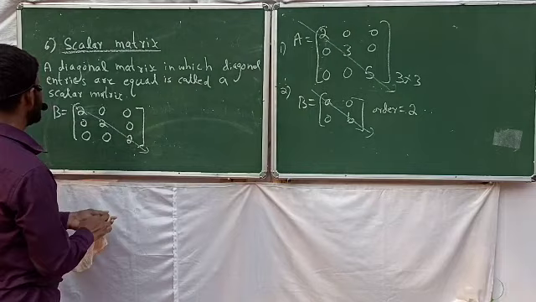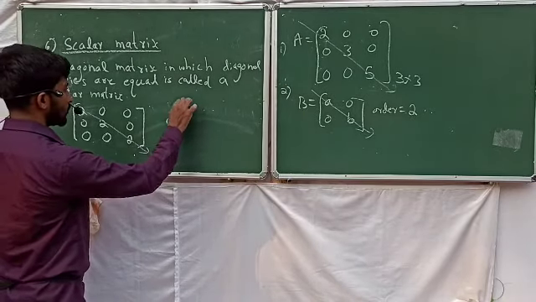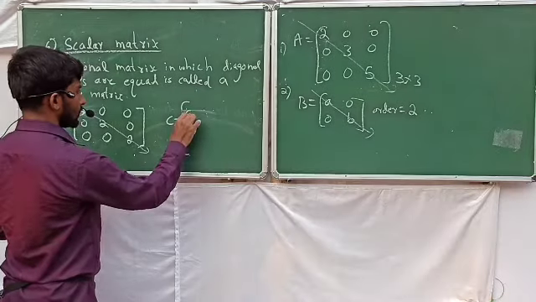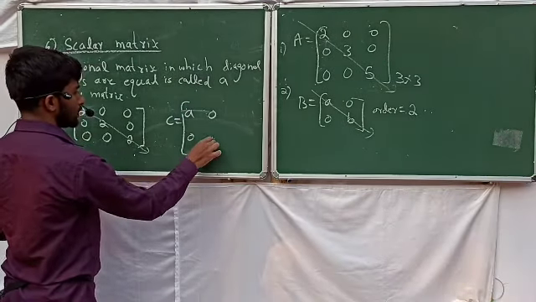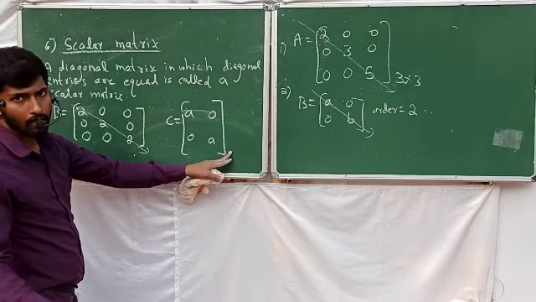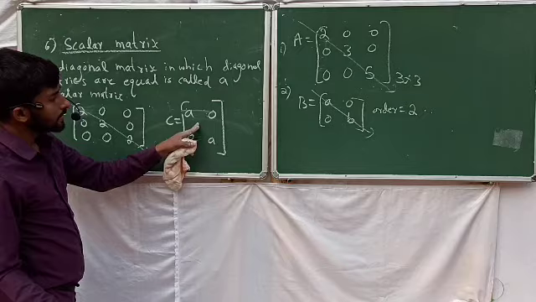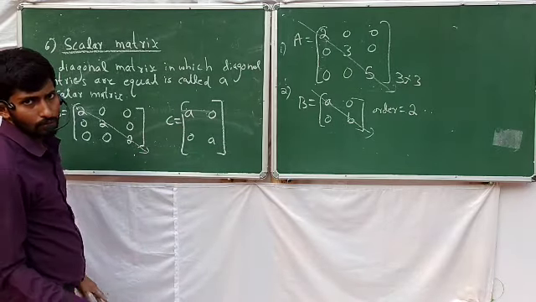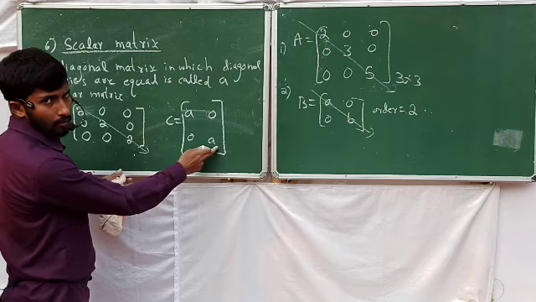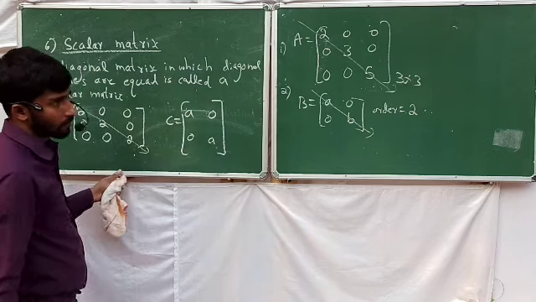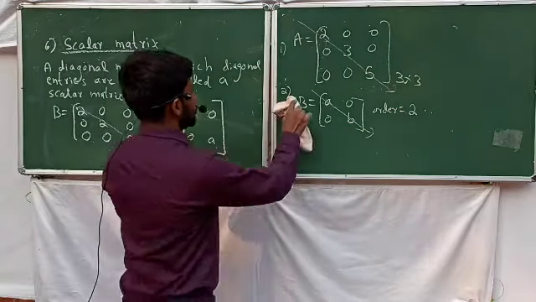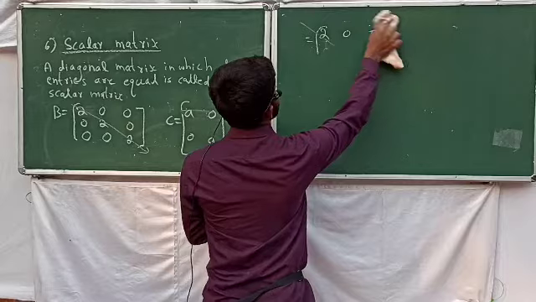Take one more example. Suppose matrix C is equal to a, 0, 0, a. See, first of all, it's a diagonal matrix. It has only diagonal entries. The other entries there are nothing but 0. Then what about the diagonal entries? The diagonal entries are equal. So this is an example of a scalar matrix. Okay. Move to the next type, that is unit matrix.